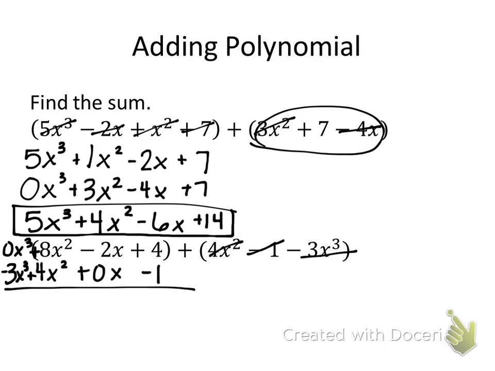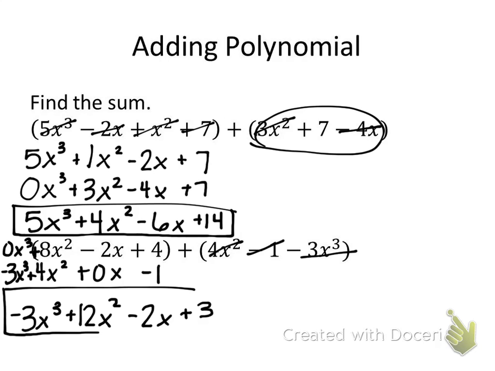Now I just add my terms. What is 0x cubed plus negative 3x cubed? Negative 3x cubed. What is 8x squared plus 4x squared? 12x squared. What is negative 2x plus 0x? Negative 2x. What is 4 plus negative 1? There's my answer. Is it written in standard form? Yep. I start out with my largest exponent and it gets smaller from there. Okay, that's how we would add polynomials.